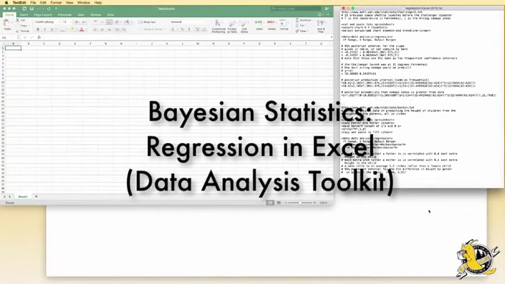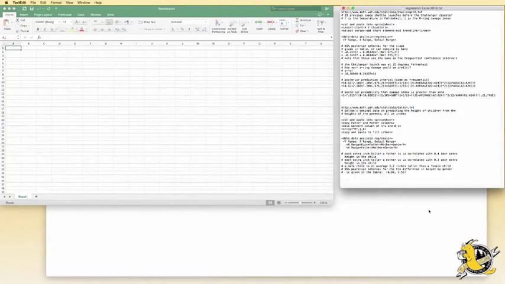This demonstration is on using Microsoft Excel 2016 with the Data Analysis Toolkit for doing linear regression. We'll take a look at two examples, one of simple linear regression with just one explanatory variable, and one example with multiple regression.